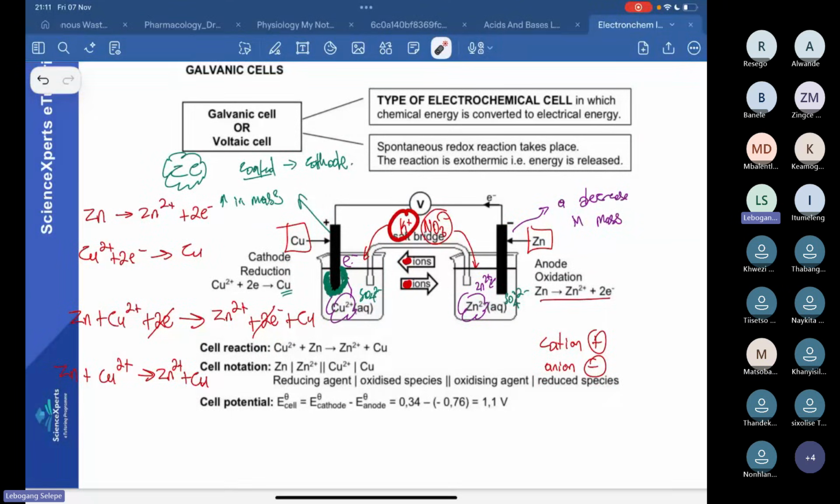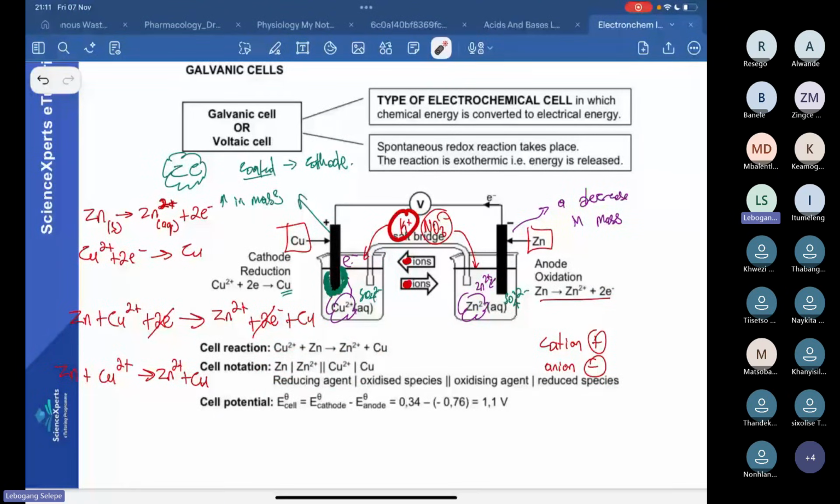And please note that for metals, Zn is a metal, right? So if it has no charge up there, it means that it's a solid. Then if it has a positive charge like that, it means that it's an aqueous solution, right? Just to clarify this one here, because it will help us when we get to the cell notation.